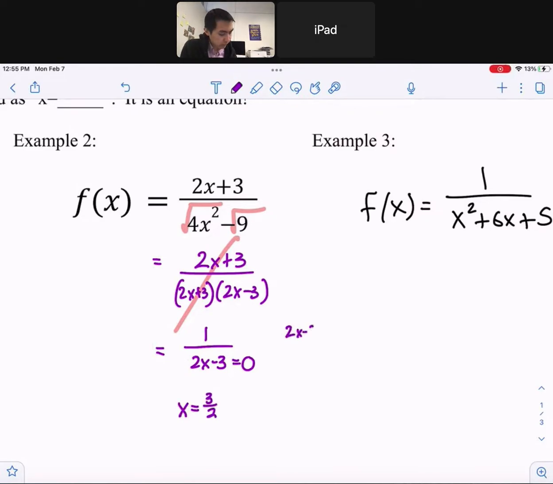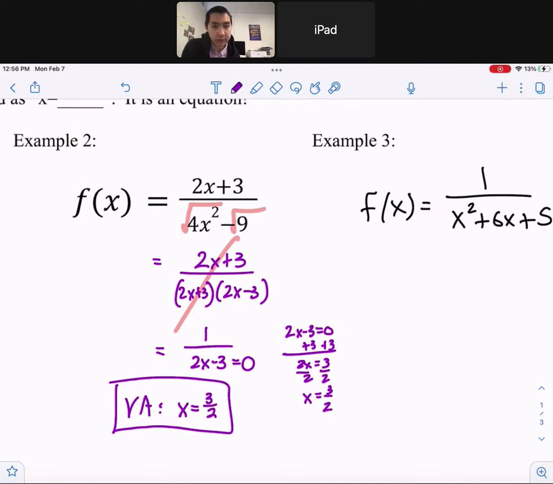If you need to set it up where you actually solve it by showing the work, you are more than welcome to do that. But hopefully you can just do it in your head. Add the 3 over, the opposite of -3 is add 3, and then divide by 2: 3 halves.